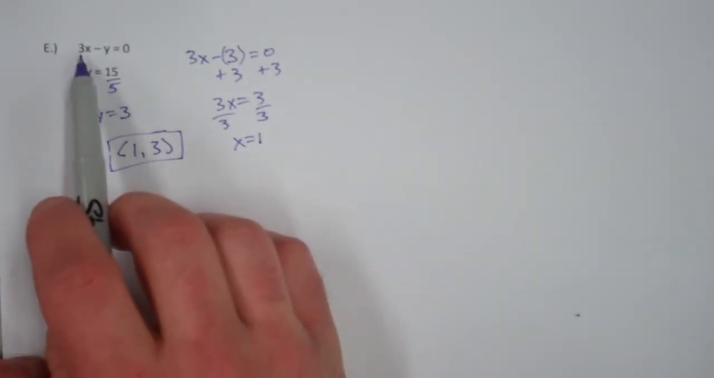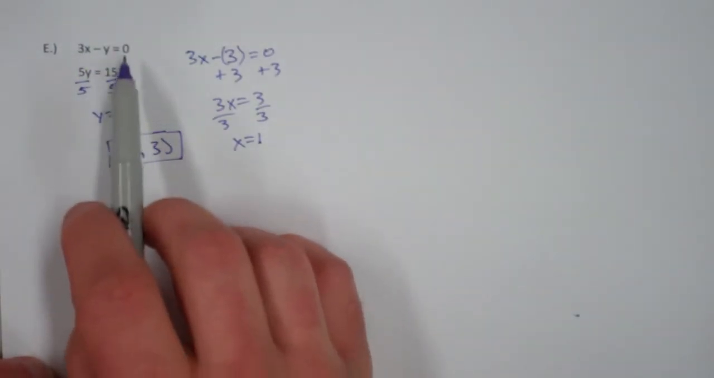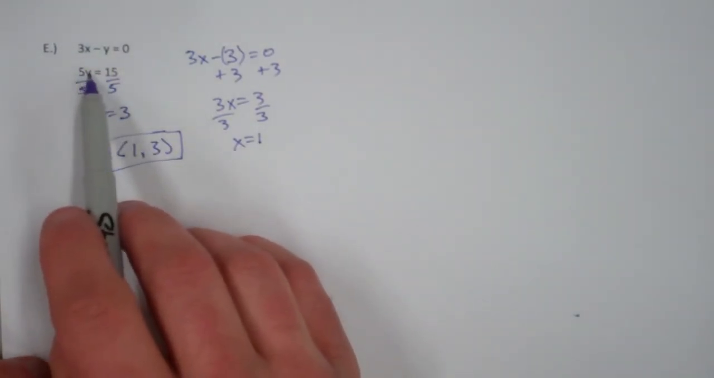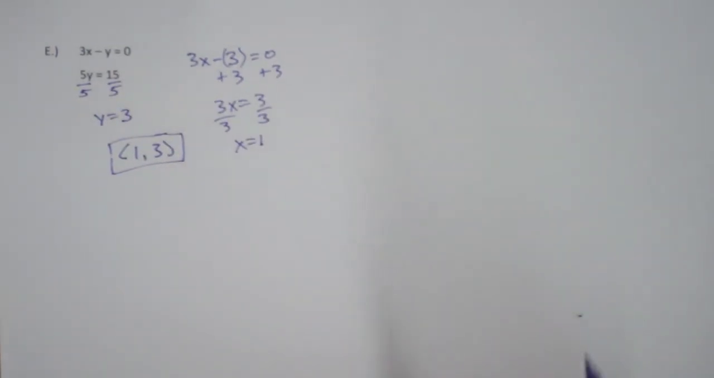You can double check this. 3 times 1 is 3, minus 3 is 0, and if y is 3, 5 times 3 is also 15. So this one does check.